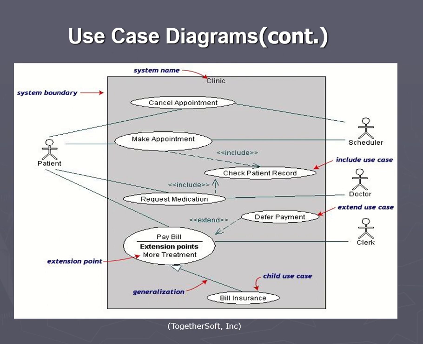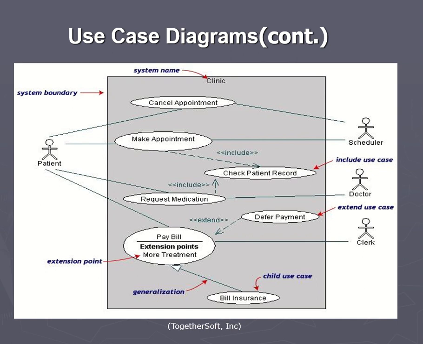If we continue, the system boundary, that is a patient, and the scheduler, doctor and clerk. First of all, the patient makes an appointment and the scheduler checks, and the patient can cancel the appointment from the scheduler and he can make an appointment.